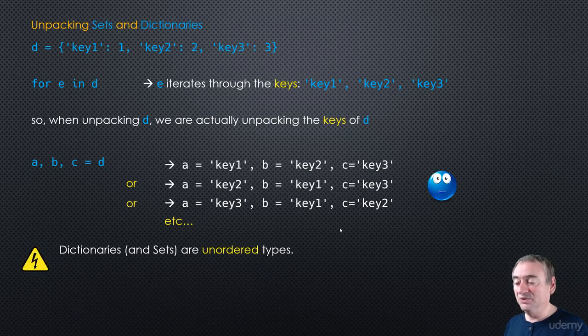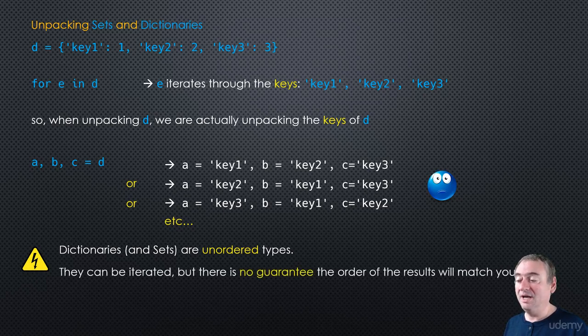Well, you have to remember, dictionaries and sets are unordered types, unlike strings and lists and tuples that are ordered types, right? There is a concept of a first element and a second element and so on, right? You can slice those objects. You cannot do that with dictionaries and sets. They're an unordered type. You can iterate through them, but there's no guarantee of the order in which that iteration will return results.